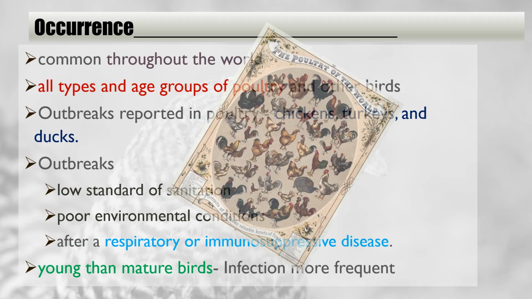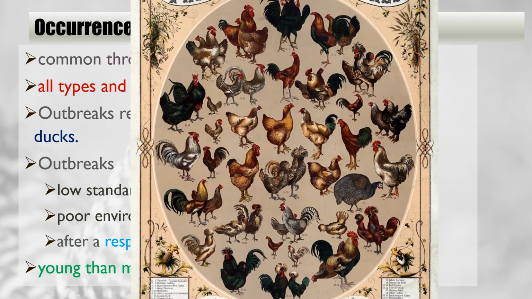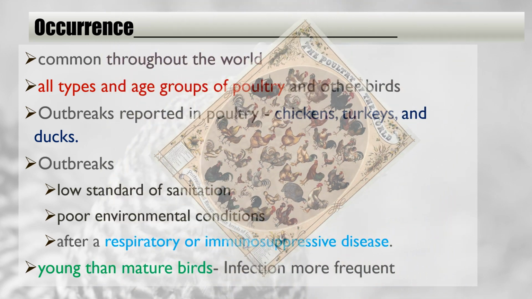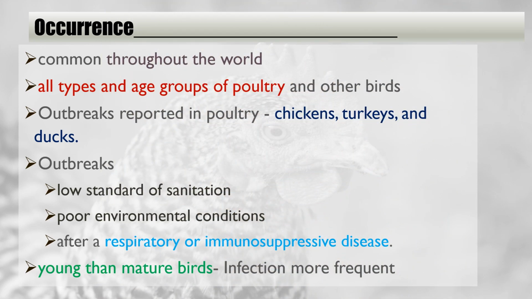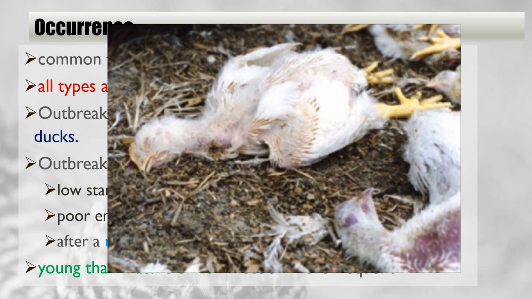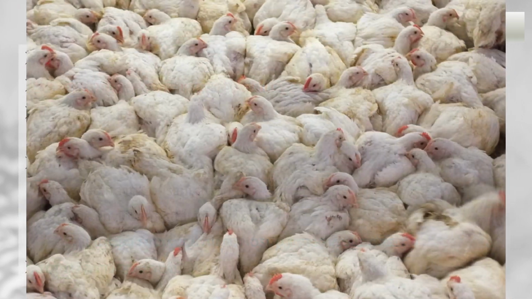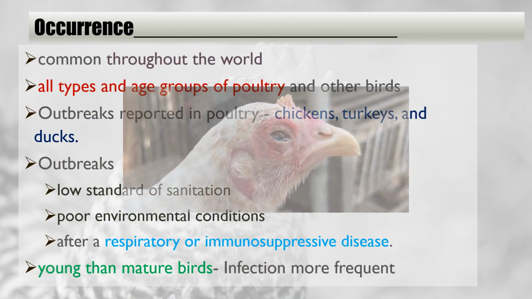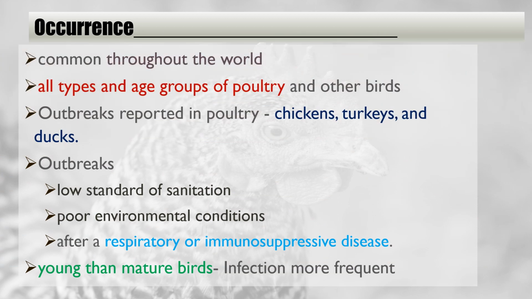Colibacillosis occurs in all types and age groups of poultry as well as in other birds and many kinds of mammals. Most reported outbreaks in poultry have been in chickens, turkeys, and ducks. Many outbreaks occur in poultry raised under a low standard of sanitation, poor environmental conditions, or after a respiratory or immunosuppressive disease. Infection is more frequent in young than mature birds.